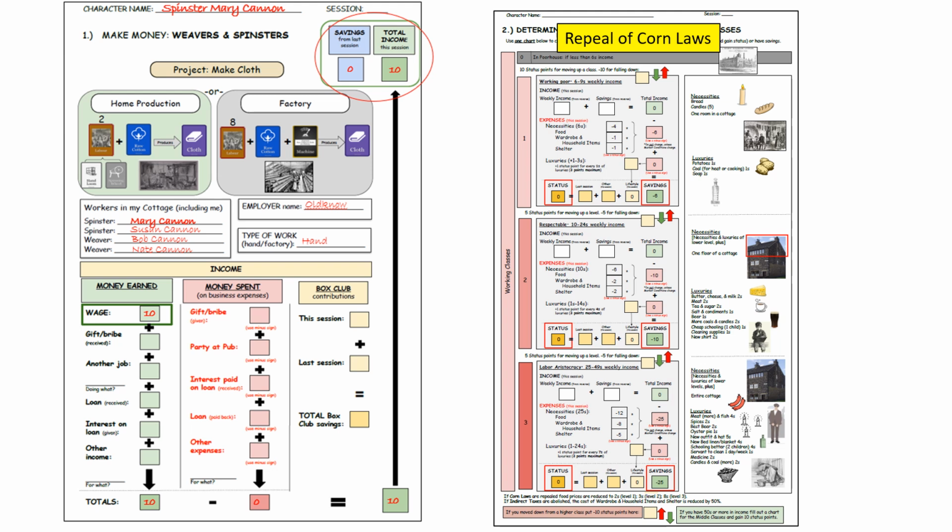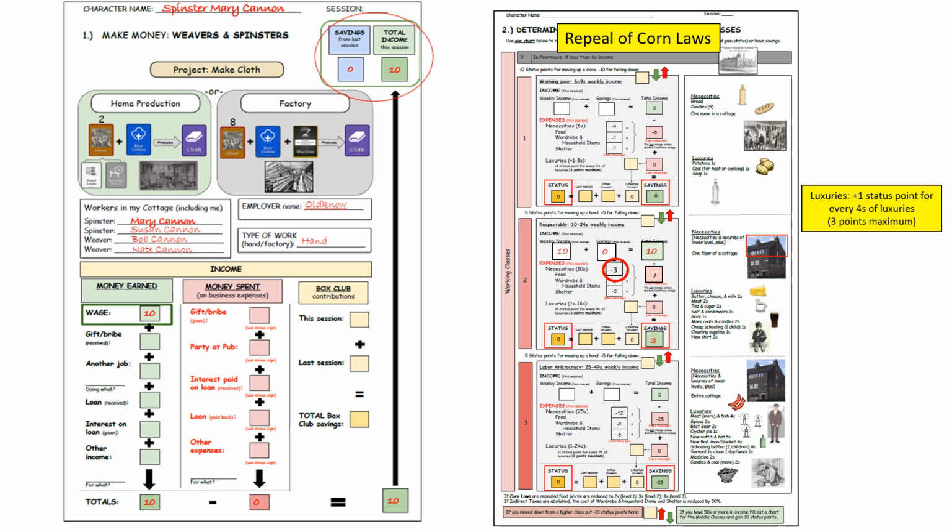So let's see what happens to spinster Mary Cannon if the Corn Laws are repealed. So she has 10 shillings in income, no savings, a total income of 10 shillings. But if the Corn Laws are repealed, the cost of food is reduced from 6 shillings to 3 shillings, which reduces her necessities from 10 shillings to 7 shillings, and she ends up with a savings of 3 shillings. Now, she can buy luxuries, but she can't get any status points for luxuries because she needs to buy 4 shillings of luxuries to get 1 status point, but she does have savings. So again, she has to spend 4 shillings to get 1 status point.